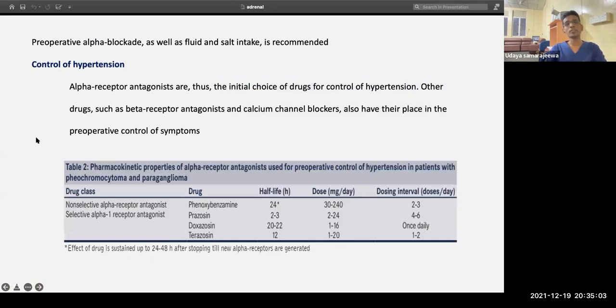Preoperative alpha blockade as well as fluid and salt intake is recommended. Now, how do we control the blood pressure? We have a lot of drugs, but in earlier days we had only phenoxybenzamine. Now alpha-1 receptor antagonists are the initial choice of drugs for control of hypertension. There are two categories, non-selective and selective. The non-selective one is phenoxybenzamine, which blocks both alpha-1 and alpha-2 receptors, and the selective ones predominantly act on alpha-1 receptors. We can also use calcium channel blockers and beta blockers, but most endocrinologists, I think, prefer to use alpha blockers. These are the relative half-lives and the dosages.